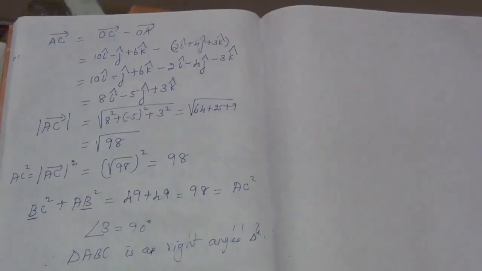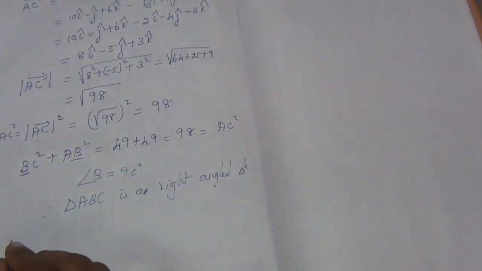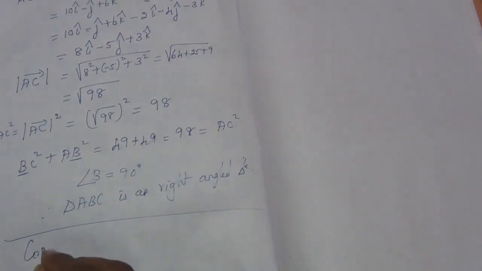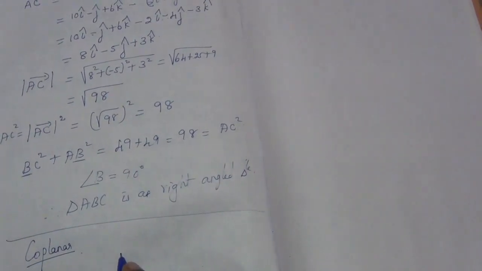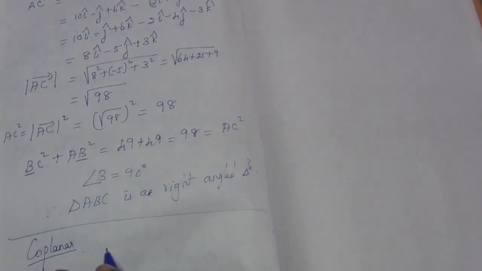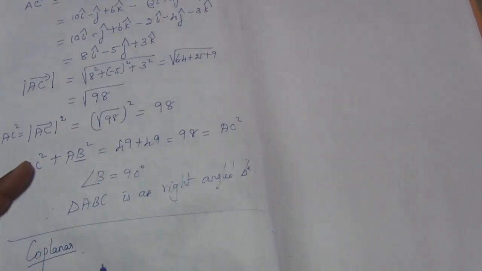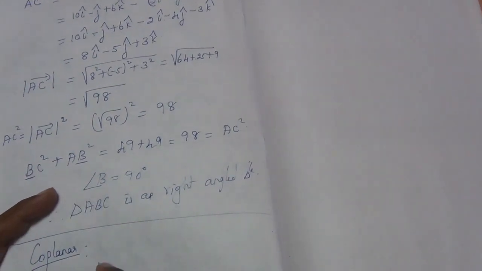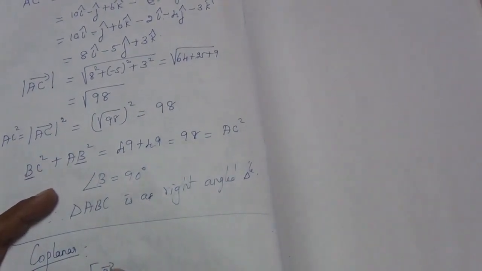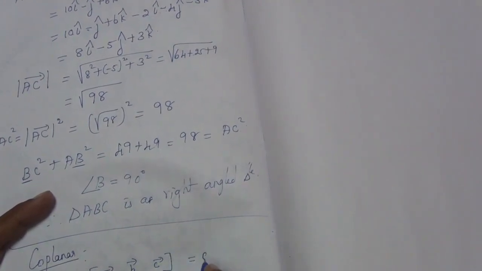So, I hope you have all understood this one. The next thing is to find out coplanar. Coplanar, as I said, is lying on the same plane. Collinear is lying on the same line, but coplanar is lying on the same plane. There is a formula to check whether the given points are coplanar. That is box product, A vector, B vector, C vector is equal to 0.